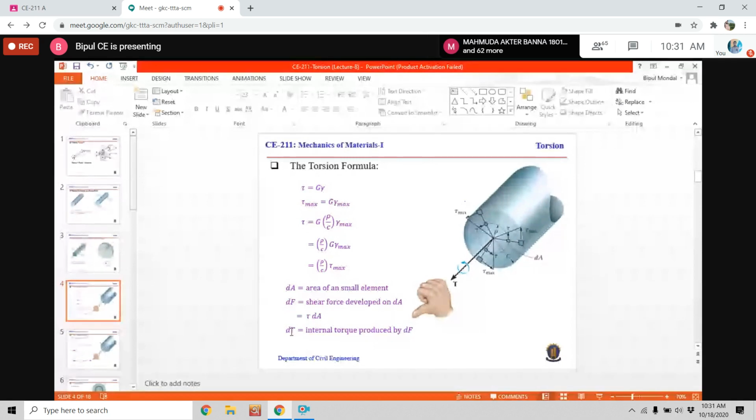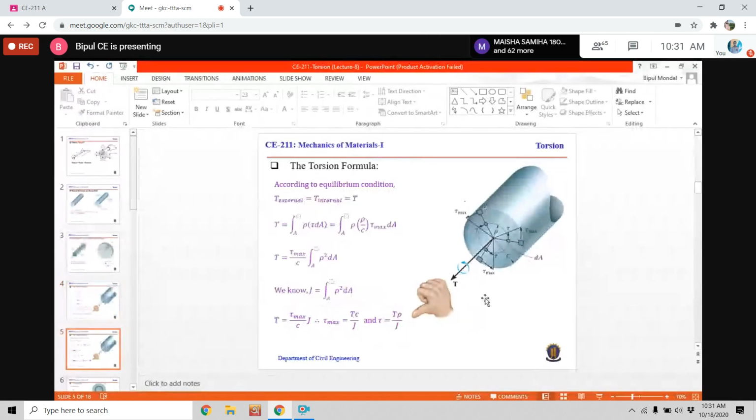That is the torque developed by the small element, and if we want to determine the total torque, we integrate over the whole area. So the total torque is the integral of rho tau dA over the whole area, substituting the expression of tau. Tau max and C are constant for a specific cross section, so we can take these terms outside the integral. Then inside the integral there is rho square dA.